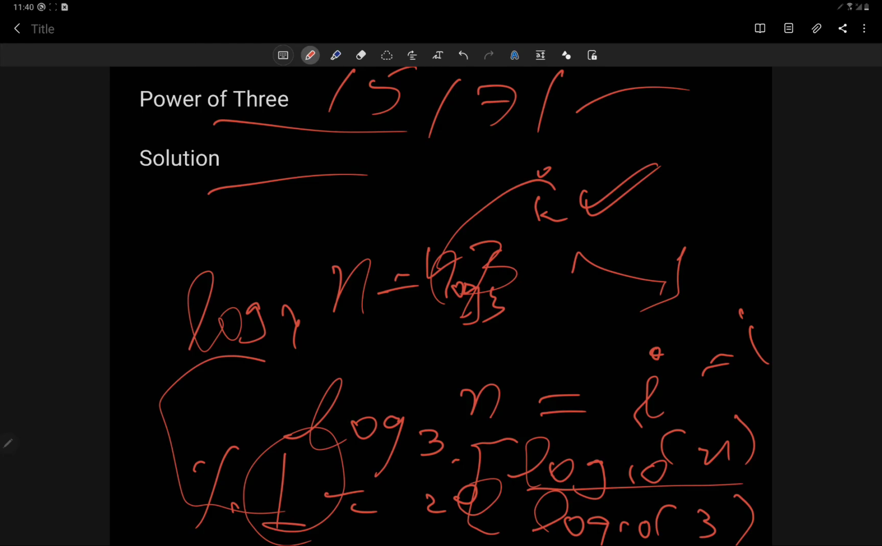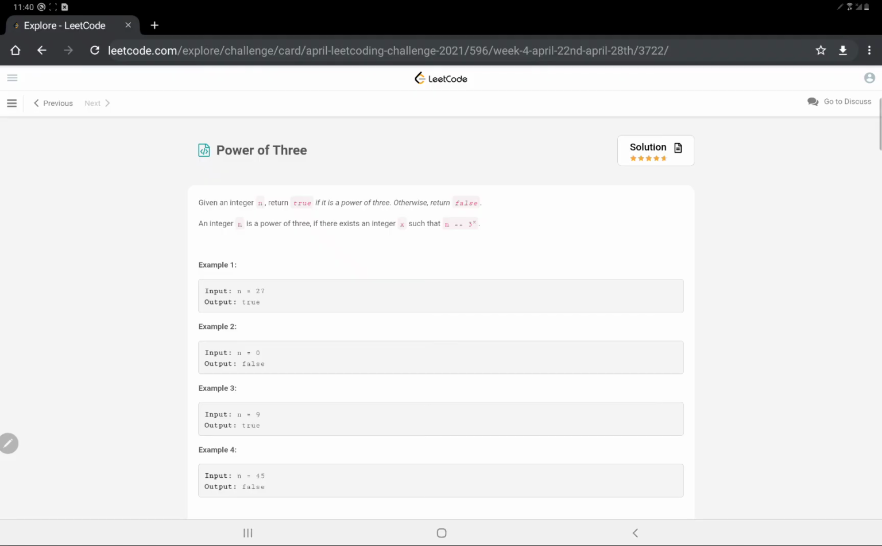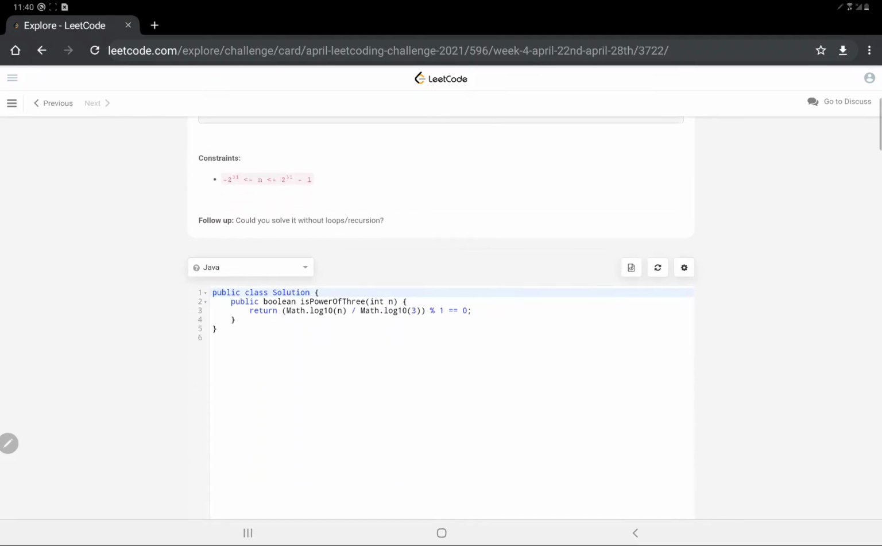Now let's see the code for this. Here is the code for this problem, and it's a pretty simple one. Math.log10 of n divided by Math.log10 of 3, mod 1 equal to 0. If it's equal to 0, that means it's a whole number, and that means it's a power of 3. Then we return true, and otherwise we return false.